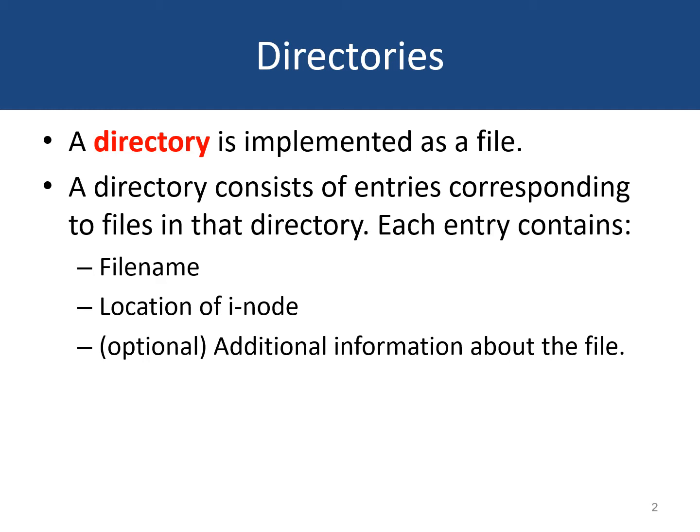So essentially, a directory is also implemented as a file. This directory will consist of entries corresponding to files that belong to the directory. Each entry in the directory typically consists of the file name and the location of the index node for that file. Optionally, there could be additional metadata or meta information about the file.